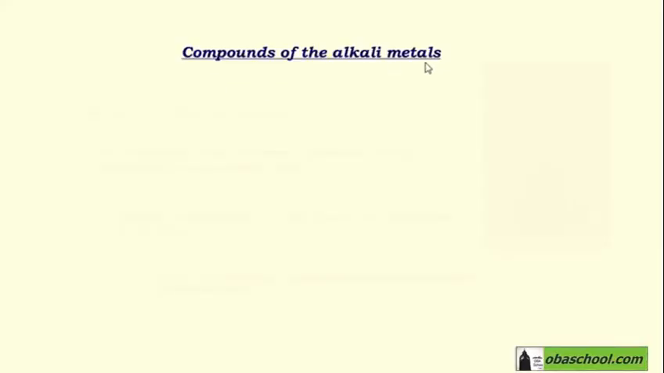Compounds of the alkali metals. A compound is a group of elements together, so I will teach you the compounds of the alkali metals. All group 1 metal ions are colorless. In this group, all the metal ions are colorless.